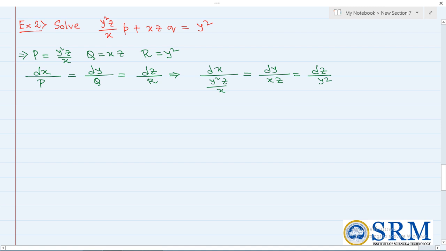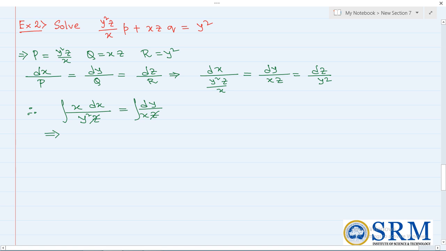So now you take two factors. Say I am taking the first factor and the second factor. Why am I taking them? Because I can see that z can be cancelled out easily. So we can have x dx, just taking this x in the reciprocal form, so x will go in the numerator, over y square z, this is equals to dy upon xz, right? So zz can be cancelled out.